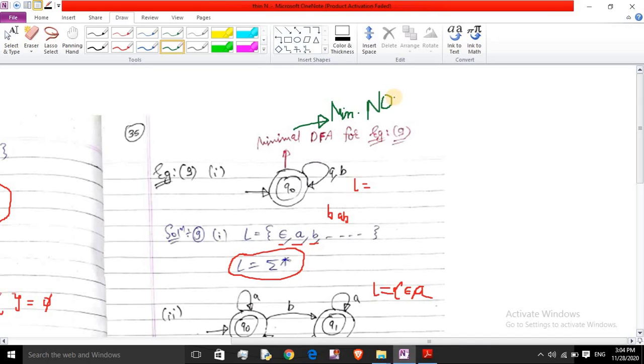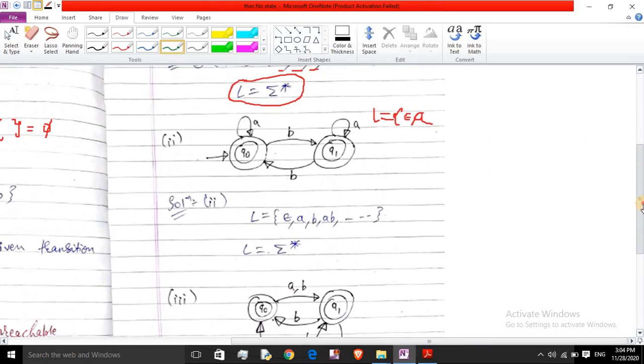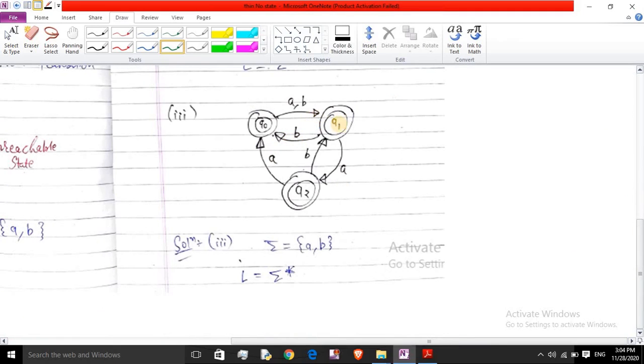Minimum number of states. So this is only one state accepting this language, representing this language like this. Here our input alphabet is A and B. So this is the same thing with the 2 state, and this is the same thing with the 3 state if you look at it carefully.